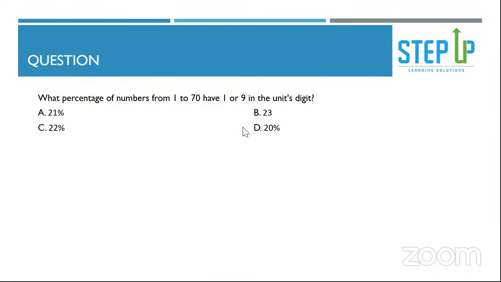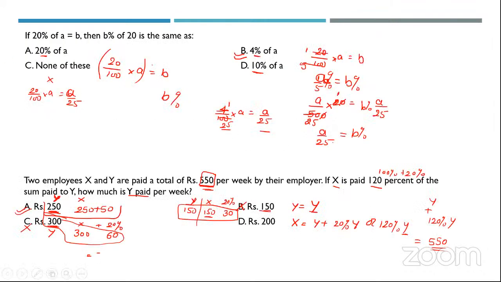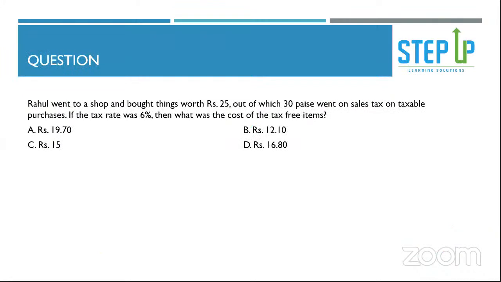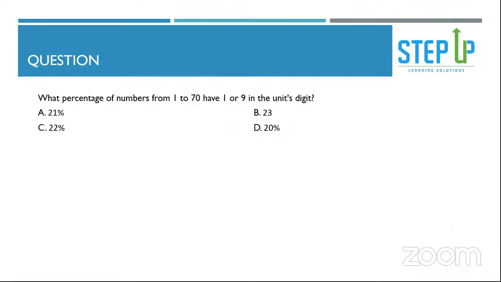Why do we take 20 in place of 120? You can calculate 120% of 250 also, that's also correct. What I'm doing is I have split this 120 as 100% of Y and 20% of Y. That's what I was doing. Fine. You can reply on chat if it is clear or not. Okay, fine, people, go for this question.